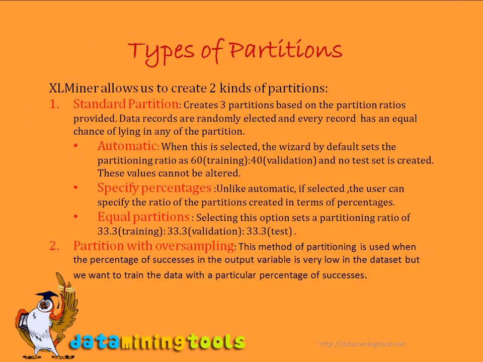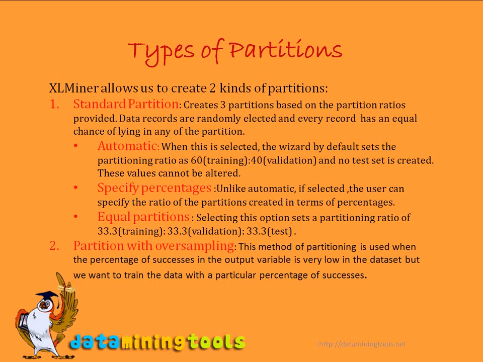XLMiner allows us to create two kinds of partition. First, a standard partition, which has subtypes such as automatic, specify percentages, and equal partitions. The second kind of partition is partition with oversampling. Let us look at the standard partition.